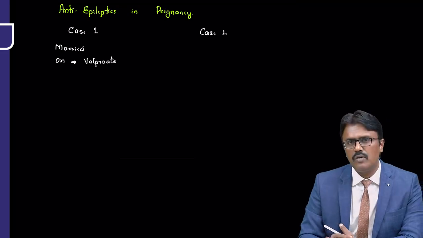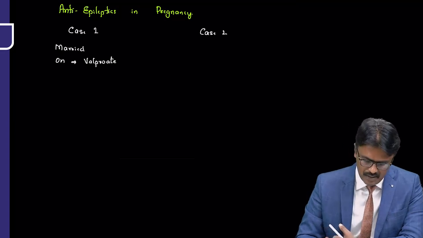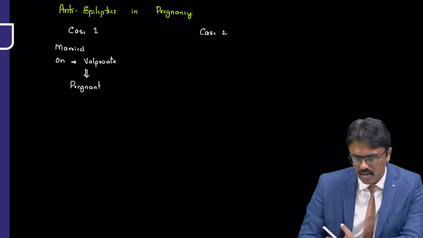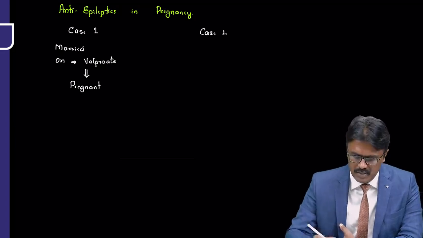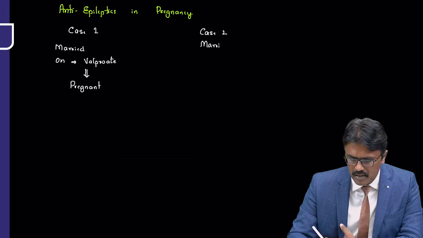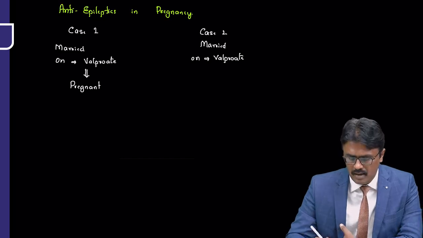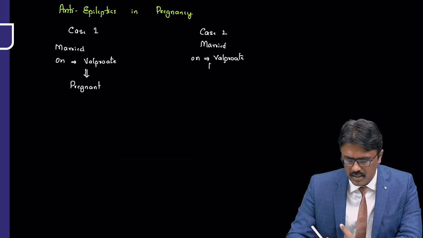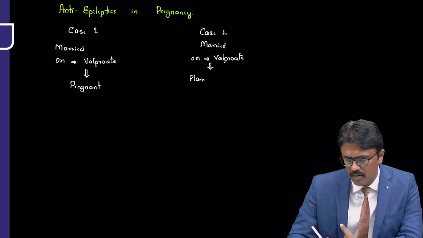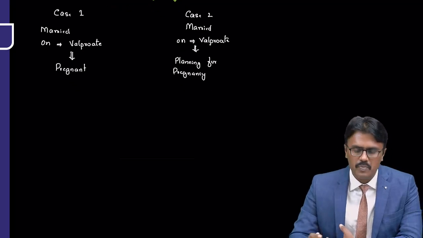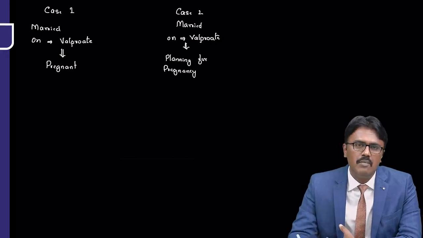So she has generalized tonic-clonic seizure and she is taking valproate. Now she becomes pregnant and she comes to your clinic. What will you do? Second patient, she is also married. She is also on valproate for generalized tonic-clonic epilepsy. And she has come to you and she tells that she is planning for pregnancy. Okay, so you pause the video and try to analyze how will you manage these cases.